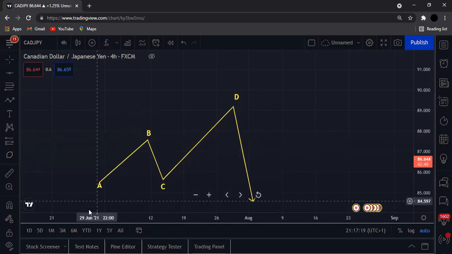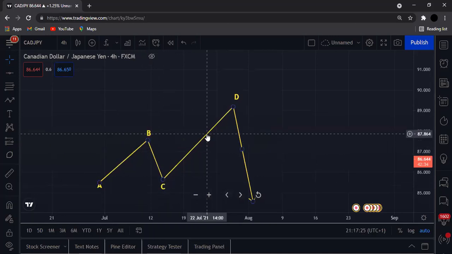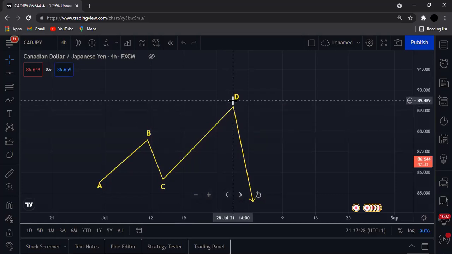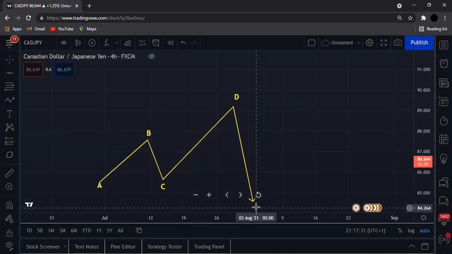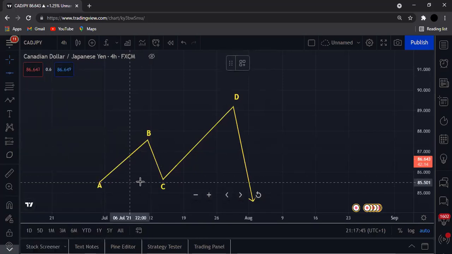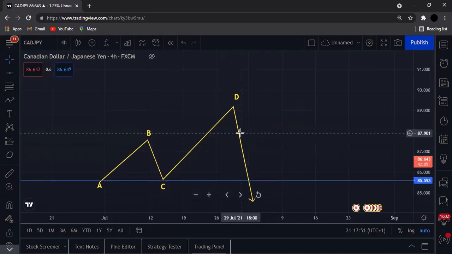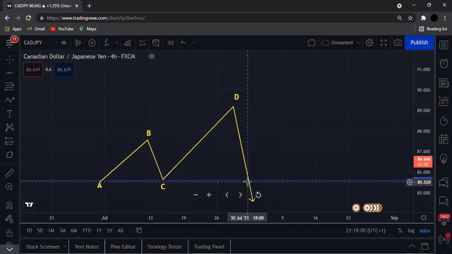From point A to B is an impulsive move for the uptrend. B to C is a reversal. C to D is another impulsive move. But from D to this point, let's call this point E, I can't call point E an uptrend anymore because it broke the last valid higher low. I told you an uptrend consists of a series of higher highs and higher lows. So point C is the last valid higher low, and the impulsive move from point D broke that level. So this point now is a break in structure.